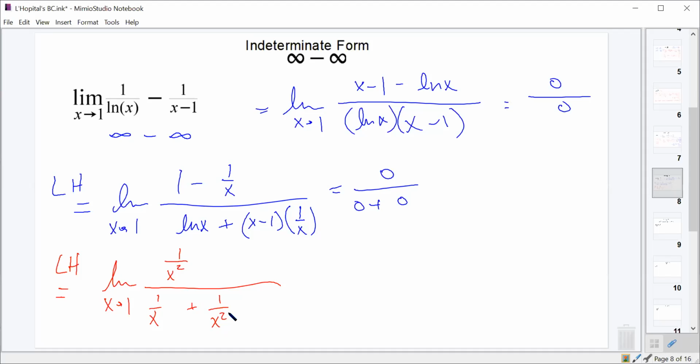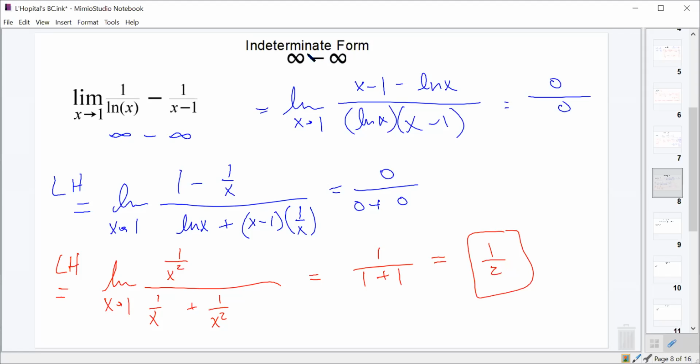Yeah, maybe? Yeah. Great. So plug in your 1. So now you got 1 over 1 over 1 over 1 plus 1 over 1, or a half. Good or no? Exquisite.